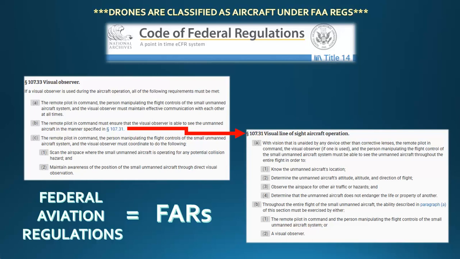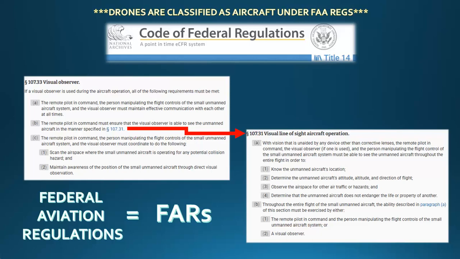Okay, moving on to subparagraph B. The remote piloting command must ensure that the visual observer is able to see the unmanned aircraft in the manner specified in 107.31. So sometimes we go down a rabbit hole of linked FARs when you're studying FARs. So I put 107.31 up there for you. It's known as the visual line of sight for aircraft operation.